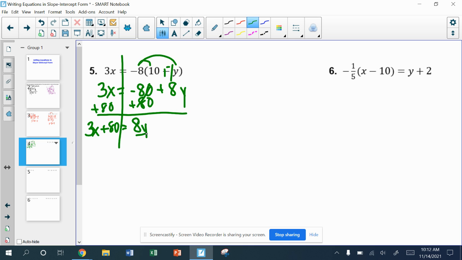But I don't want 8y. I just want y. So everything has to be divided by 8, including the 3x. And again, I know that that can look a little bit strange at first if you're not used to thinking about this in terms of slope-intercept form. But 3x over 8, that's really just 3/8 x plus 10 equals y. I can put the y first.